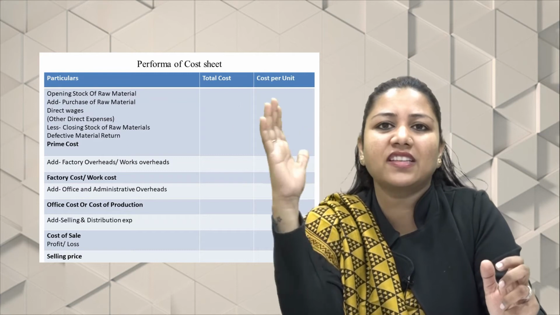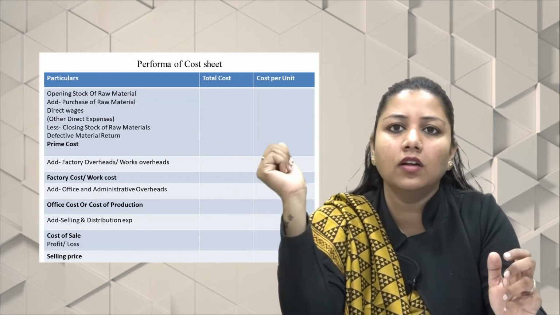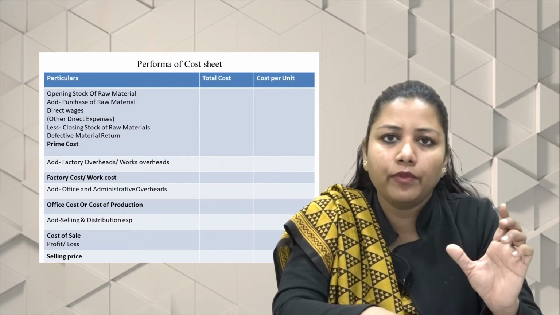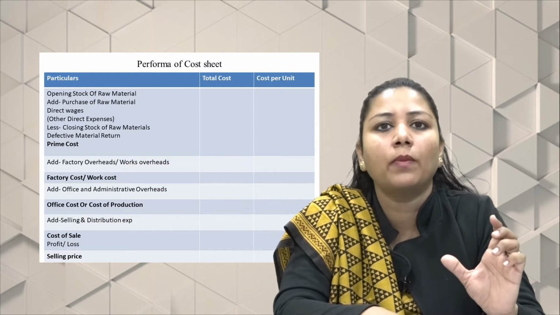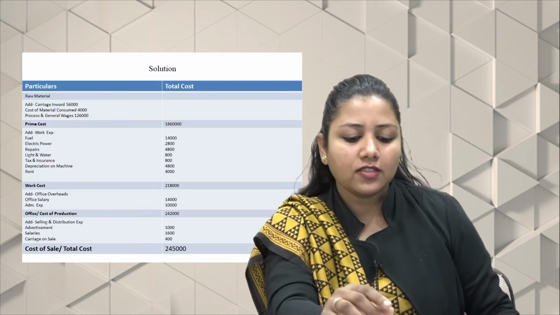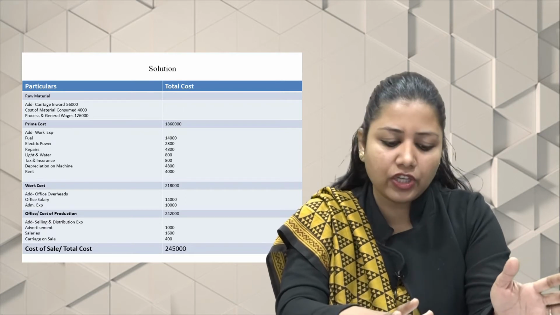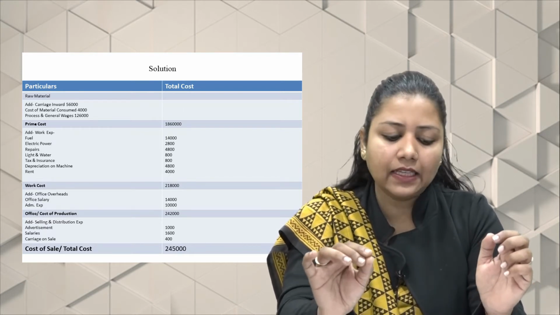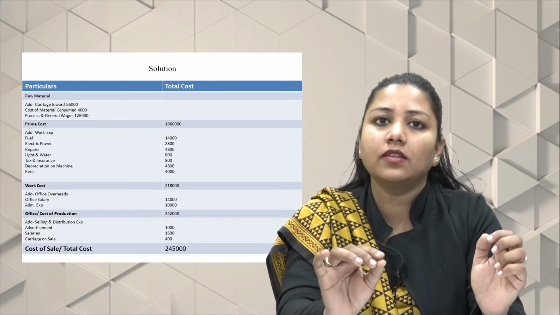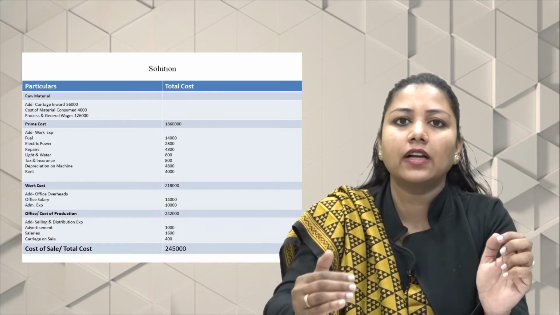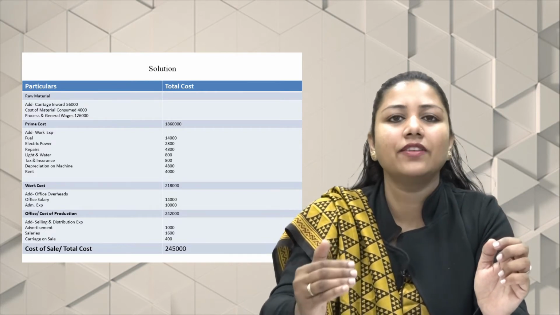In the solution, we have to follow the proforma. The proforma is categorized in 3 columns: particulars, total cost and cost per unit. First, as I have already explained, we follow the first stage, that is the raw material consumed. Here all the items of raw material consumed are given. So first is raw material, adding the carriage inward. Carriage inward is given in the illustration, that is 56,000, and the process and general wages, that is 1,26,000. Adding all the expenditure, the prime cost will come to 1,86,000. This is the first stage.